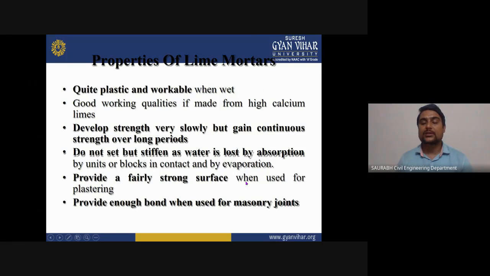Now we will see the properties of lime mortar. It is quite plastic and workable when wet. It has good working quality if made from high calcium lime. It develops strength very slowly but gains continuous strength over a long period. It does not set but stiffens as water is lost by absorption by the unit or block in contact and by evaporation. It provides a fairly strong surface when used for plastering. It also provides enough bond when used for masonry joints.